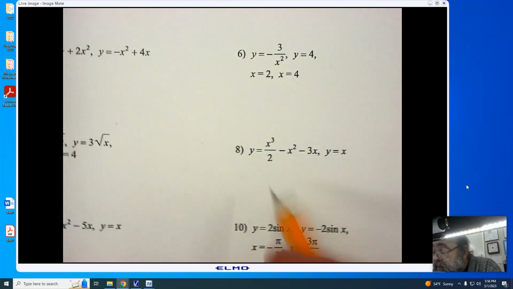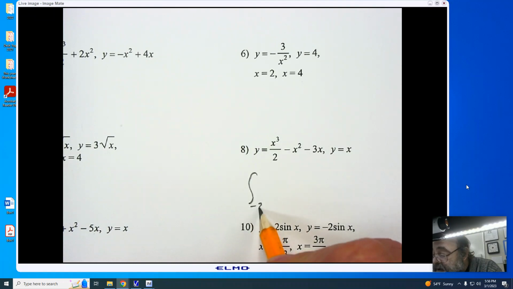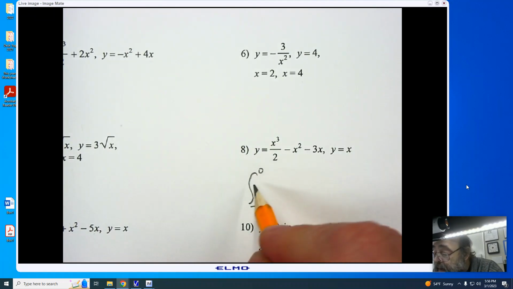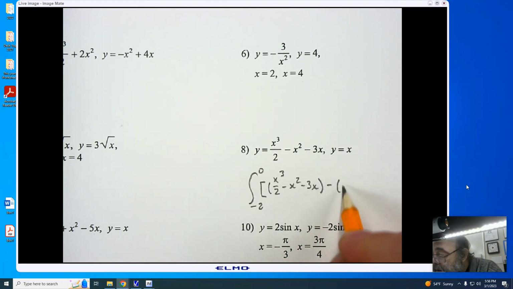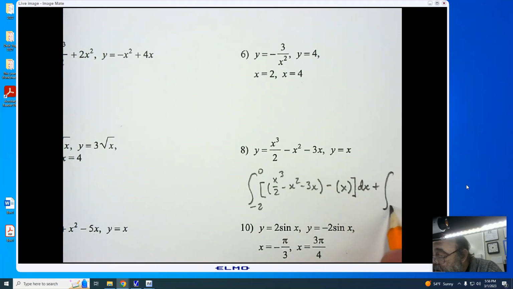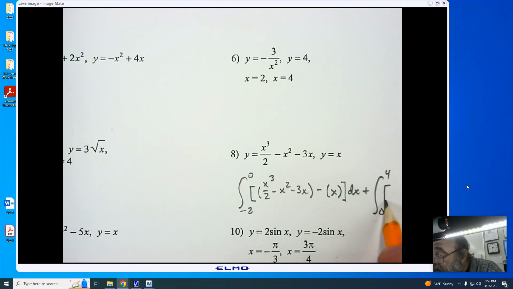Here we go. Negative 2 to 0, and we have our blue up top. That's going to be x cubed over 2 minus x squared minus 3x minus x dx, and we're going to add to it 0 to 4. Now we flip the orientation, it becomes x minus x cubed over 2 minus x squared minus 3x dx. Now this is what we're going to want to put into our calculator.